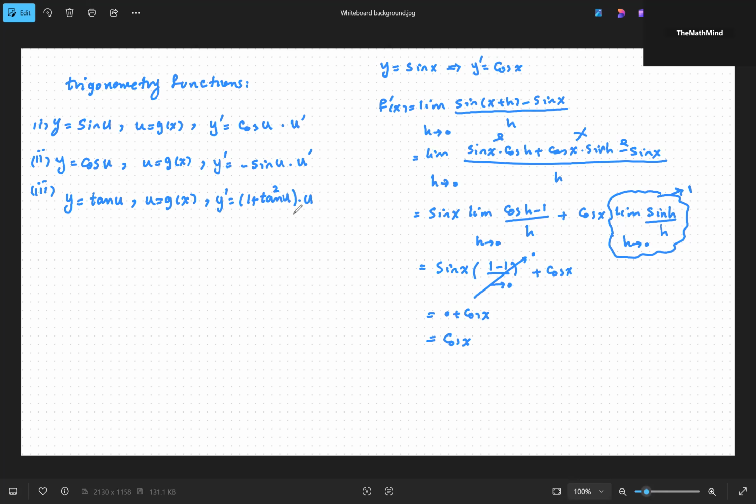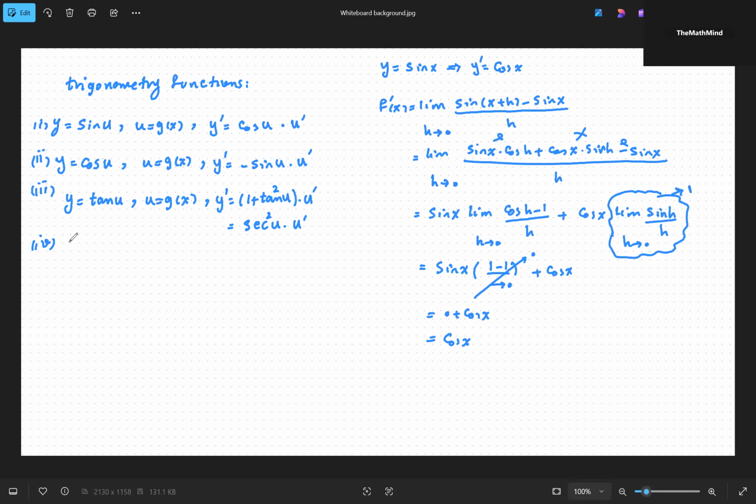I'm just writing the formulas. You don't need to prove them, but if you want, you can try the same formula that I use here, the basic principal derivative formula. And I know 1 plus tan squared u is going to be secant squared u times u prime. So for the derivative of tan, there are two formulas here: 1 plus tan squared u times u prime and secant squared u times u prime.